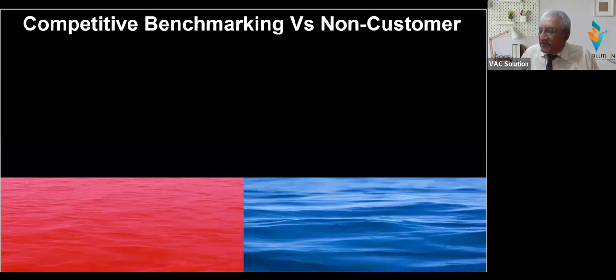Even today, competitive benchmarking is very important to be able to identify value proposition. But Blue Ocean strategy says, dump competitive benchmarking. Look at the pain point of the non-customer. There are three categories of non-customer, which we will be seeing how to identify and how to work with in the subsequent classes, master classes and workshops, because the non-customer concept is unique to Blue Ocean strategy.